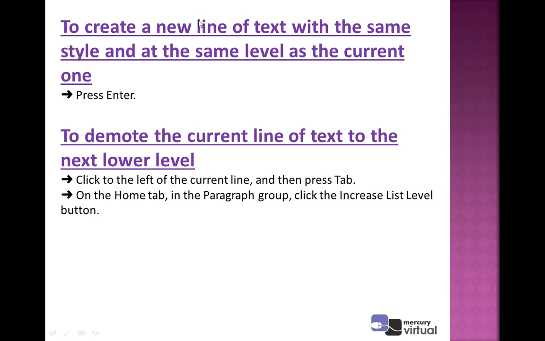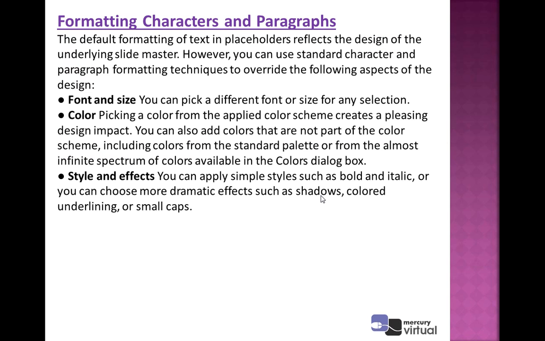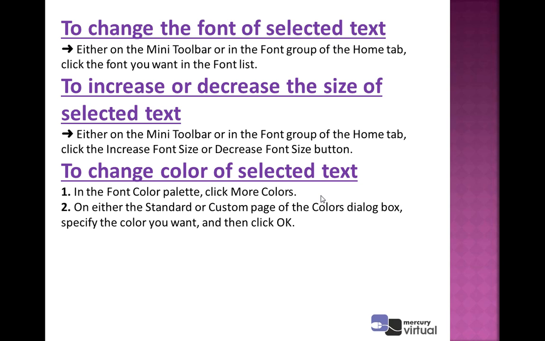Then how to create a new line of text with the same style and at the same level as the current one? Simply press the Enter button and you can use the new line of text. And how to demote the current line? Click to the left of the current line and then press the Tab key. Go to the Home tab, click on the Paragraph group, click the Increase List Level button and it will increase the level of the placeholder or the text.